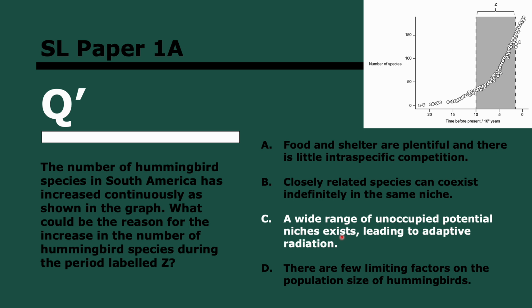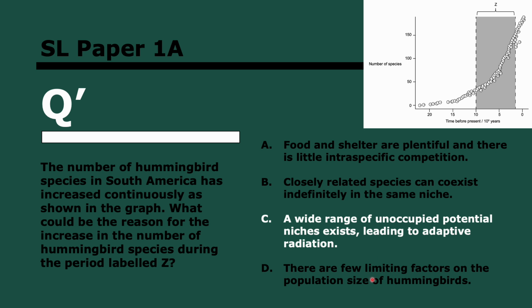However, C, a wide range of unoccupied potential niches exist, leading to adaptive radiation. Now that's true because of unoccupied potential niches. Basically, it means that if a previous hummingbird ate one type of nut but not another, there's space for a new hummingbird to arise which eats the type of nut that the other one wasn't eating. Again, you can review these concepts by going back to the topic videos, but this would explain why new species are being formed.